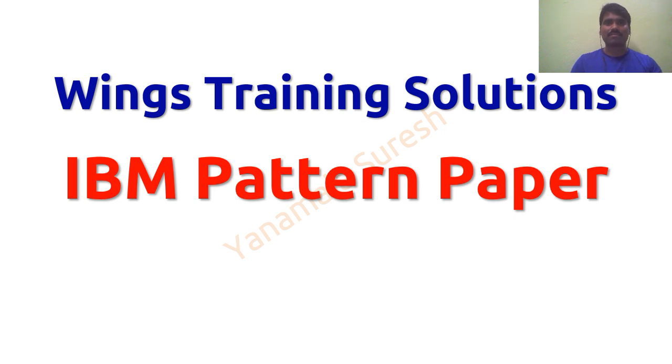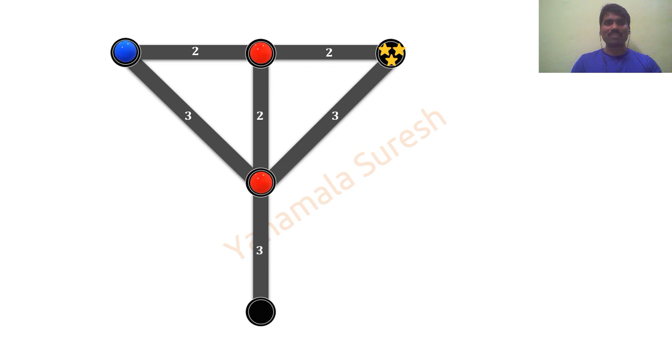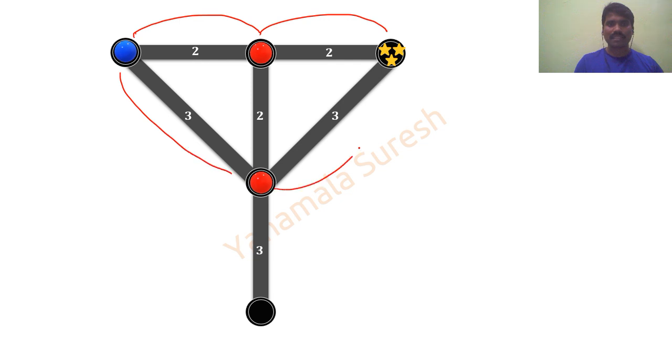Let's see the first section. The first thing is move the blue marble to the stars. So it's something like the movement of balls. Exactly, yes. Now let me give an example. While looking at the question itself, you get to know that you have to move this blue color ball, either in this way from here to here. Done, finished. Or I can move the blue ball in this way also. So there are two possibilities.